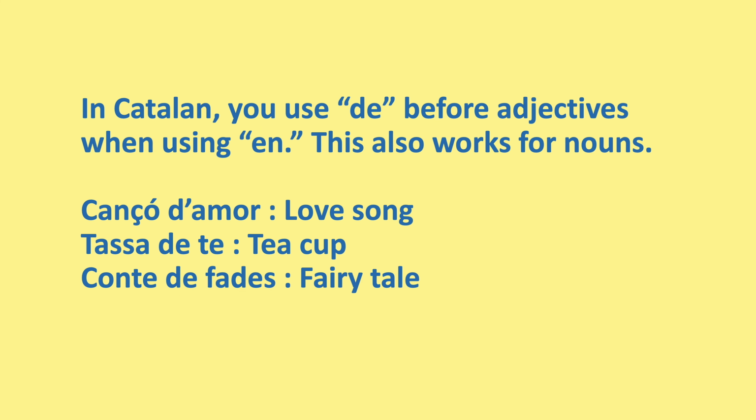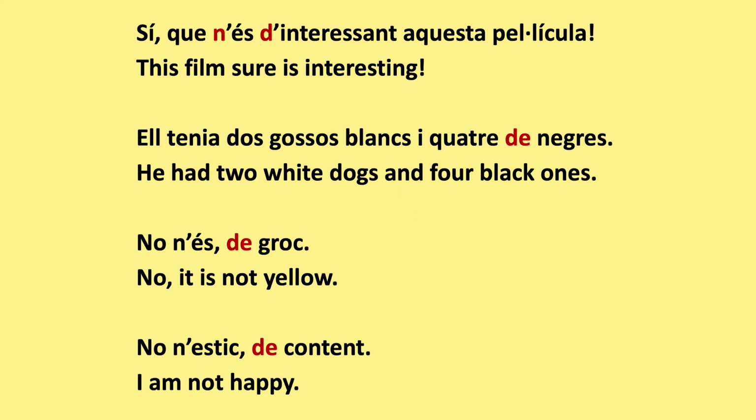In Catalan you use de before adjectives when using un. This also works for nouns. Let's look at some examples to explain this better. Sí que n'és interessant aquesta pel·lícula. This film sure is interesting. You can see that the de is before the adjective, which is interessant, which means interesting.